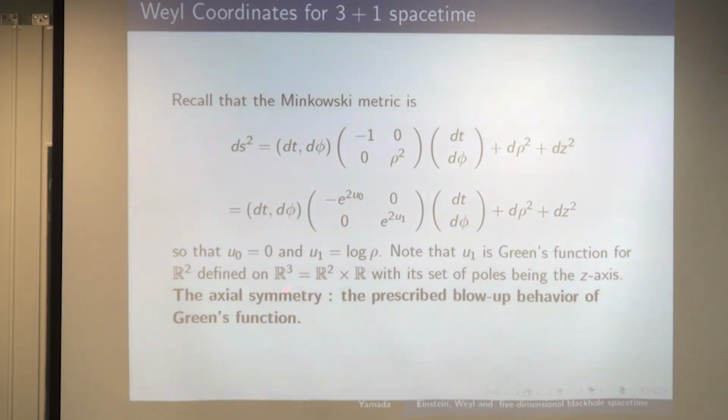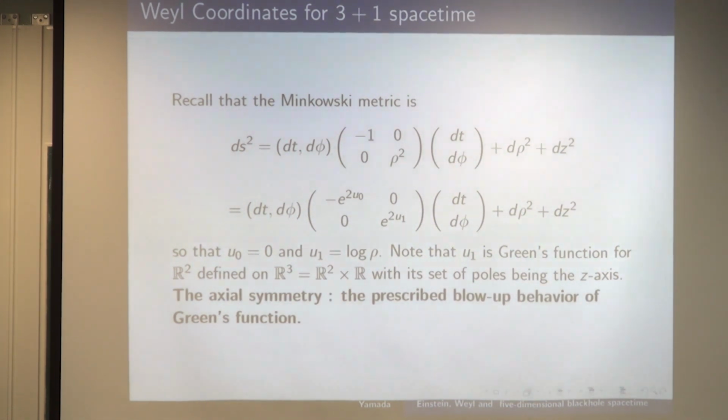The lesson here is that you have this cylindrical coordinate system, and then you have this coordinate singularity, which is the z-axis. So the z-axis is exactly the blow-up behavior of the Green function. We are letting this u1 blow down to minus infinity, where this phi action, you have this d/dphi isometry Killing vector field. The norm of d/dphi Killing vector field is going down to zero as you approach the z-axis, because this is the fixed point set of this rotation.